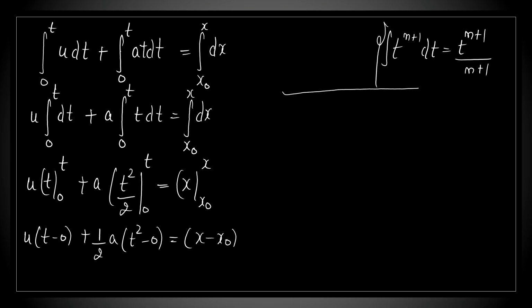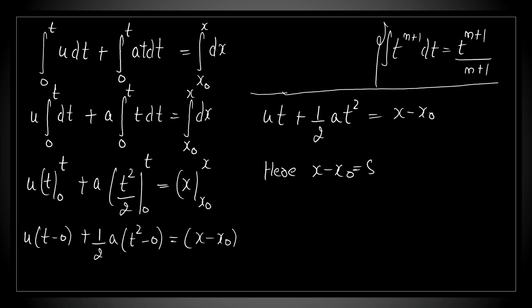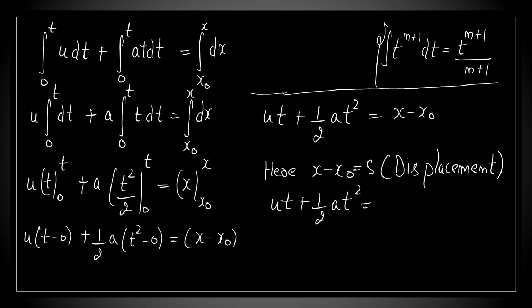Then simplifying this equation, we get ut plus half at square equal to x minus x naught. Here x minus x naught is s, which is displacement. Then we write the above equation as ut plus half at square equal to s, which is our second equation, s equal to ut plus half at square.